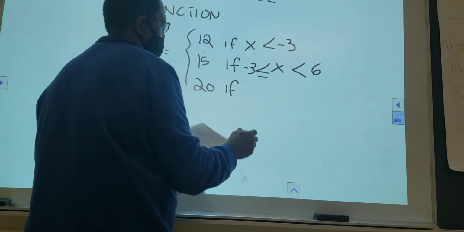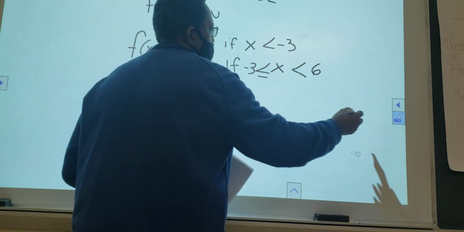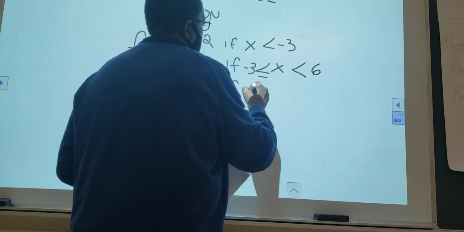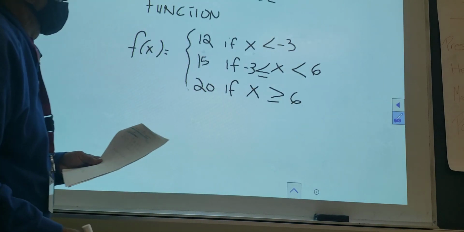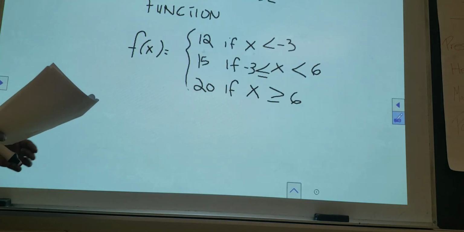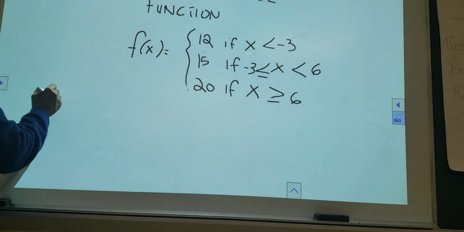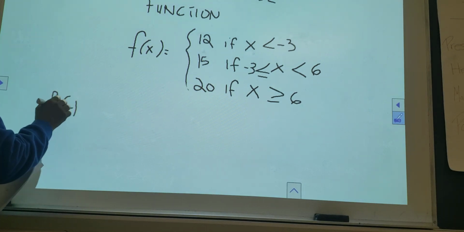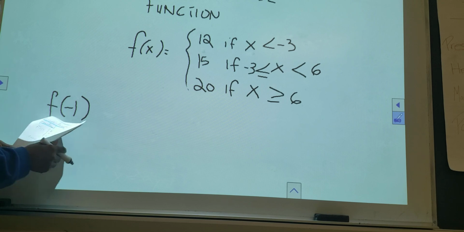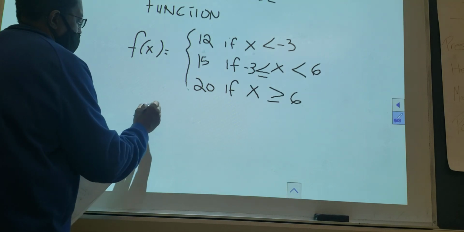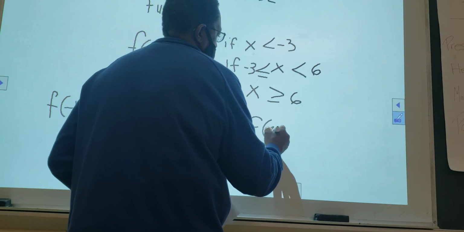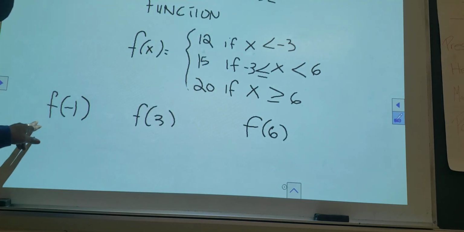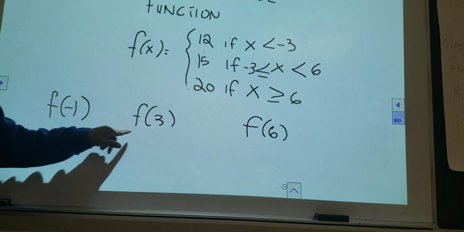If x is greater than or equal to 6. Okay, so when you have to evaluate a function, you're going to get a function with the x value already in it. Let's evaluate three functions here. Okay, so I'm going to evaluate three of these functions here.